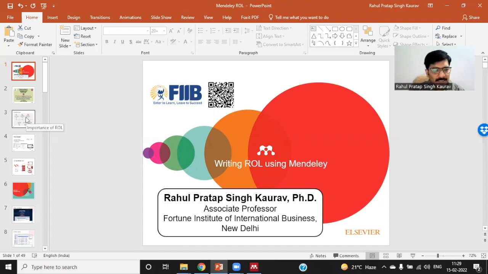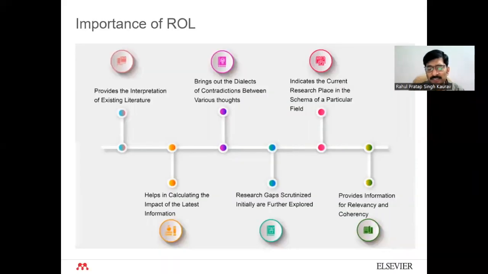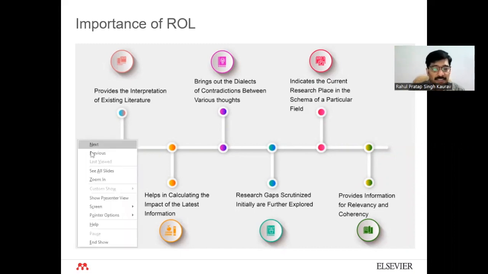But before Mendeley, let us understand the different purposes and important roles of Mendeley, and how Mendeley can help us in developing a better literature review. But what is a better literature review? What are the qualities of a good literature review? How do we develop it, or why should we develop a good review of literature? This is the essence, this is the key.